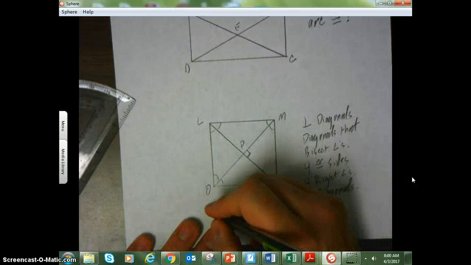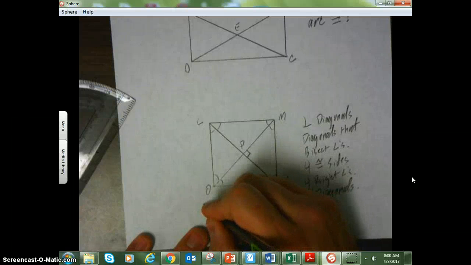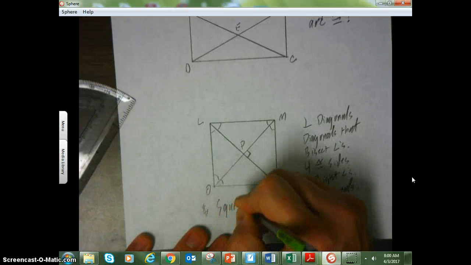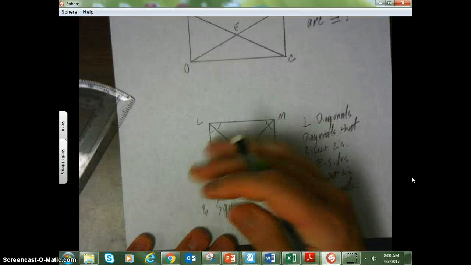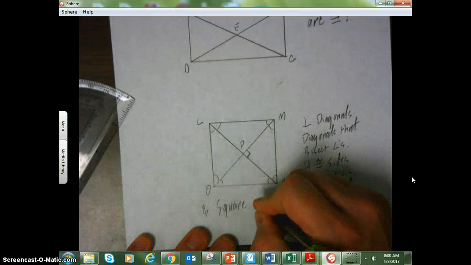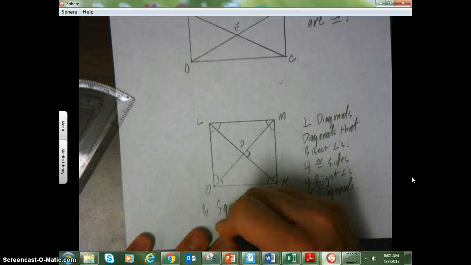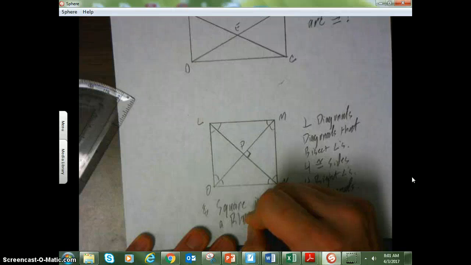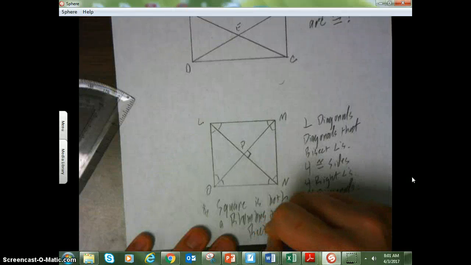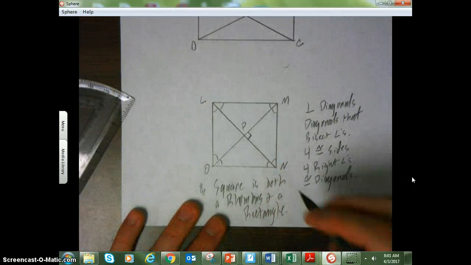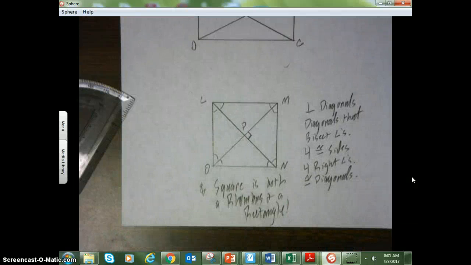So that allows me to conclude that a square, I can't spell today, because a square has all of the characteristics of a rhombus and it has all the characteristics of a rectangle, we say a square is a rhombus and a rectangle at the same time.